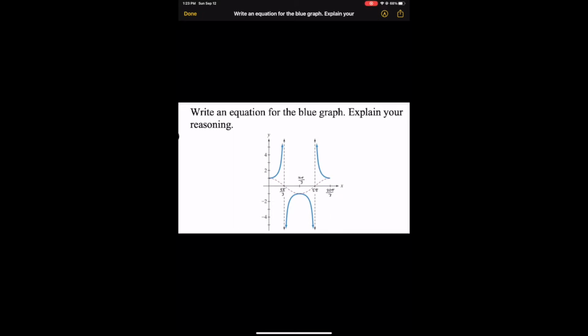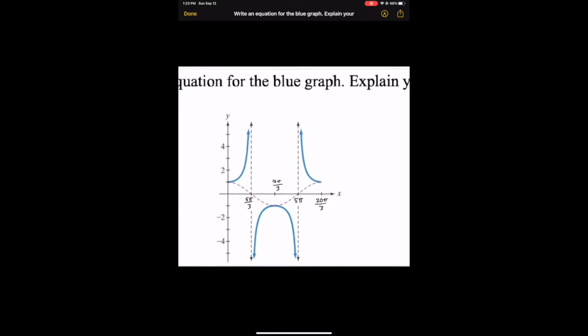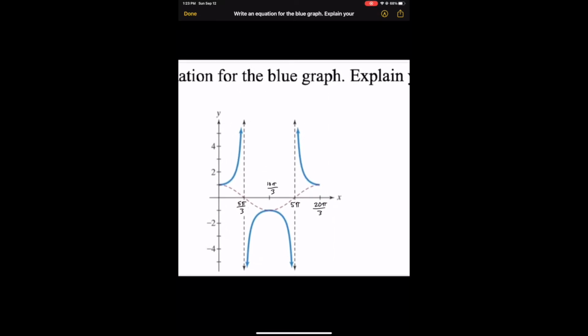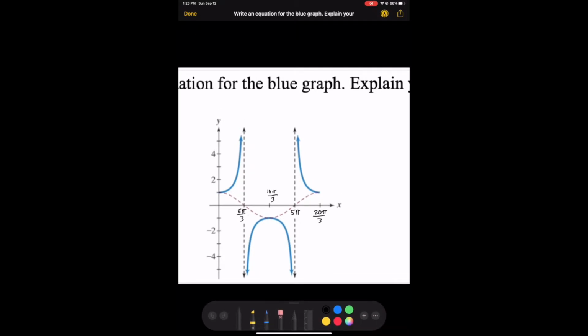Okay, so what we're asked to do on this problem is write an equation for the blue graph. So here we can take a look at the key points, right? The first thing we have to see is what kind of graph we're dealing with. And just by the three pieces, we can tell that this is going to be a secant graph.